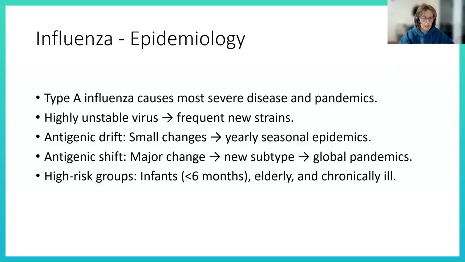It's a really unstable virus, so there are new strains yearly, which is why we get an annual vaccination. You get small changes called antigenic drift, which gives seasonal epidemics and the new vaccine each year, and antigenic shift, which is a major strain change. And this is where these global pandemics come out.